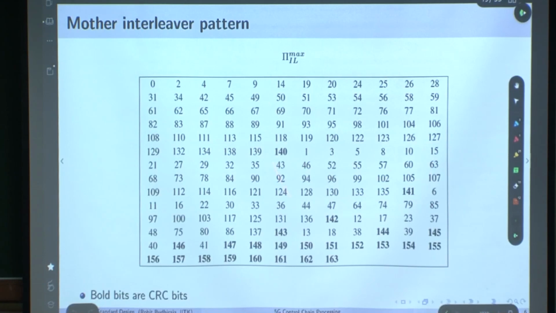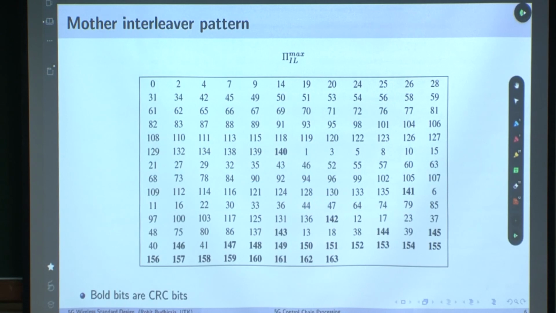This is the pattern which is given in the standard. Just lifted it for you. What is the length of this? 164. The bold bits are CRC bits: 24 are CRC, 140 are message bits. But this is what is defined. You cannot keep storing so many interleaver patterns. So what you do is store this and then calculate other patterns, with a very simple formula. That's what we are going to discuss now.